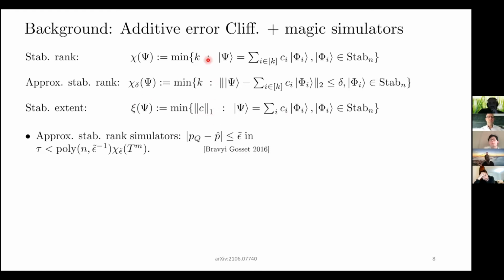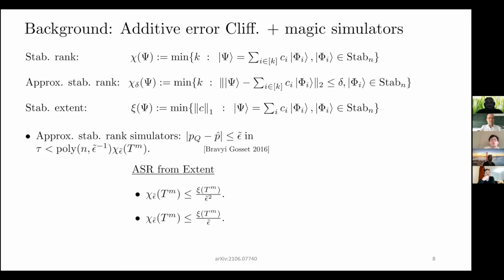And so the connection between these is, I guess you could look at the stabilizer rank as a minimization of the L0 norm, because the 0 norm is the number of terms, and the 1 norm is what the stabilizer extent is. So it's a smoother, better behaved version of the stabilizer rank.